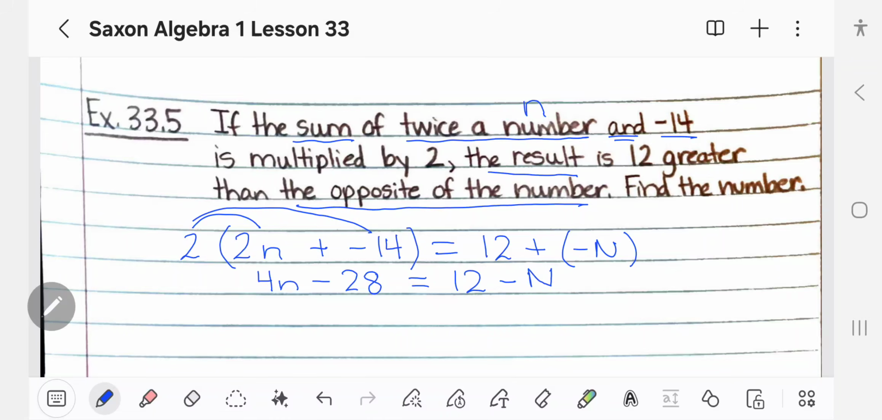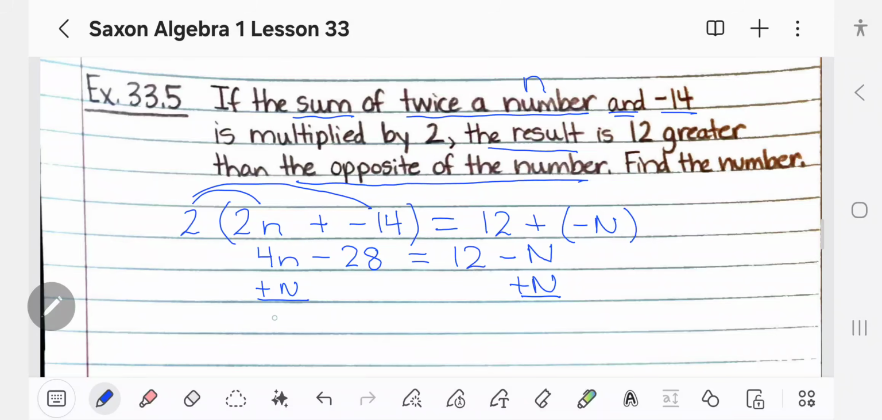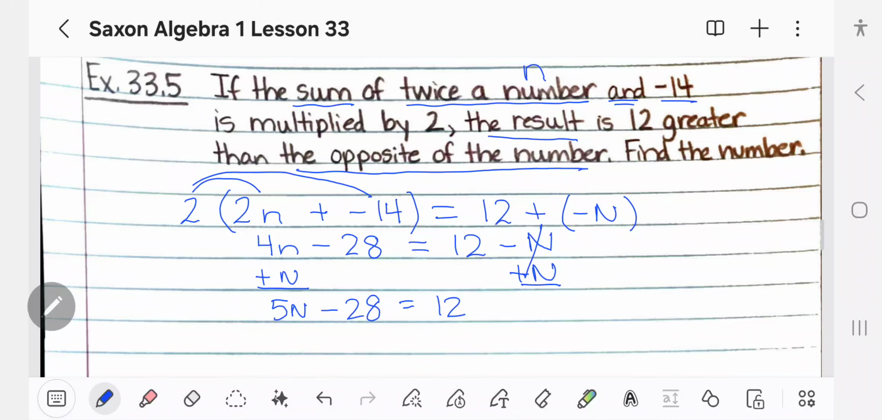So I've got variables on both sides. I want to go ahead and get rid of one of those. So I believe I'm going to go ahead and add n. I could have subtracted 4n from both sides. 4n plus 1n is 5n. Minus 28 equals 12. Now I want to get rid of the constant term with the variable. So I'm going to add 28 to both sides.